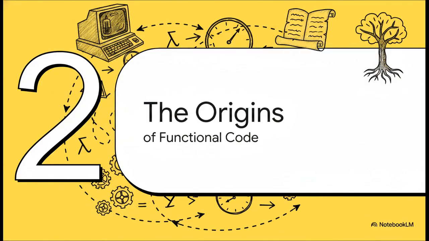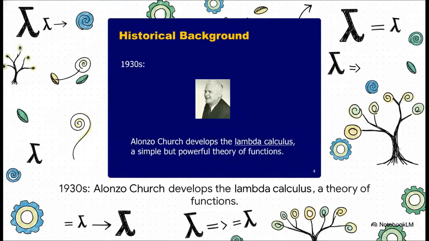Now, this really elegant idea of just describing what you want instead of how to get it, well, it didn't just pop up out of nowhere. It actually has this fascinating history that goes back almost 100 years, long before most of the computers we use today even existed. The seeds for all this were planted way, way back in the 1930s by a mathematician named Alonzo Church.